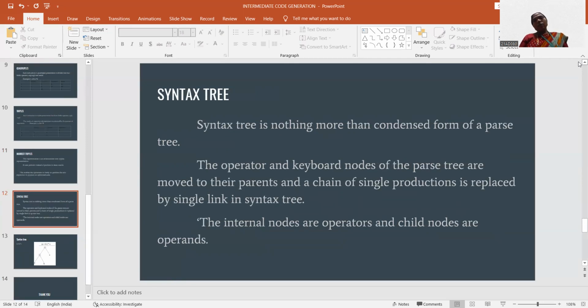Another form of representation is our syntax tree. As you all know, a syntax tree is a binary tree format where the root and the intermediate nodes are the operators and the leaves are the operands. The syntax tree is nothing more than a condensed form of a parse tree. You know that in the second phase, the parse tree is constructed using the context free grammar. The operator and keyword nodes of the parse tree are moved to their parents, and a chain of single productions is replaced by a single link in the syntax tree. The internal nodes are operators and the child nodes are operands.